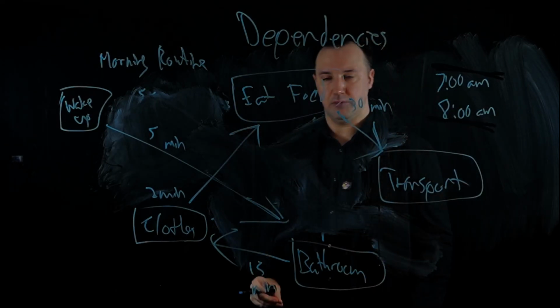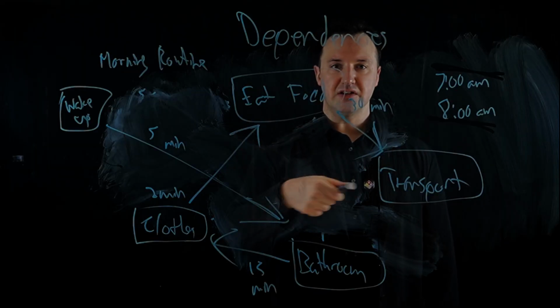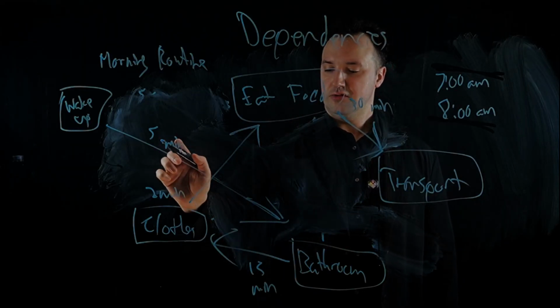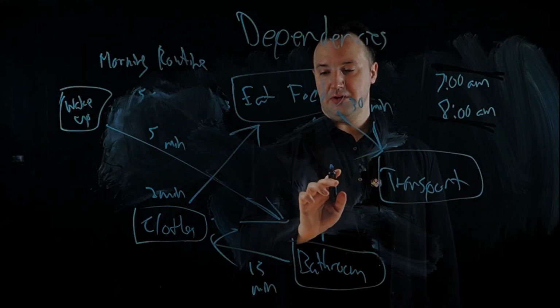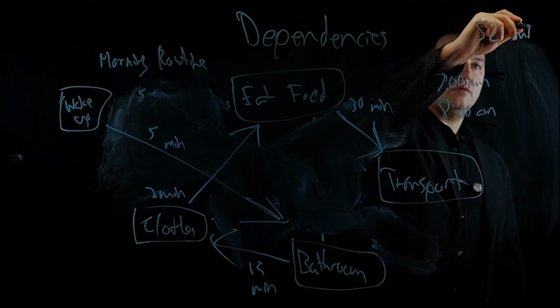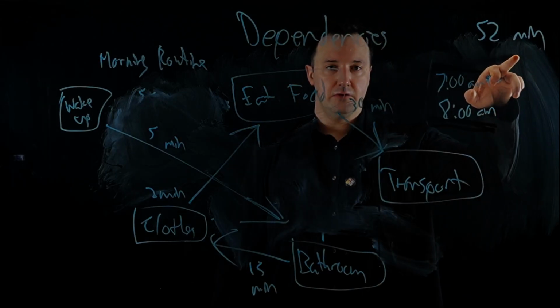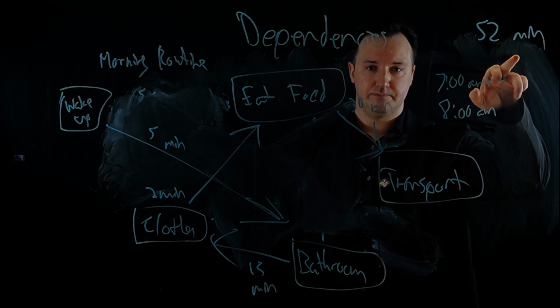This is an example. This doesn't have to be necessarily the exact way it works, but for whatever reason, this is the way the person works, fine. So 5 plus 15 plus 30, that is 50, plus 2 is 52 minutes. This is 60 minutes. That's 52. You've got 8 minutes of wiggle room.